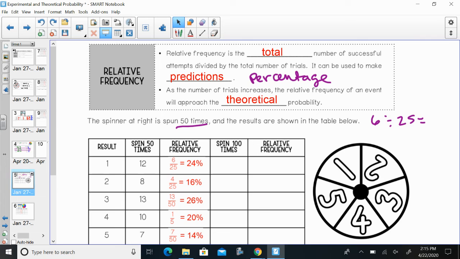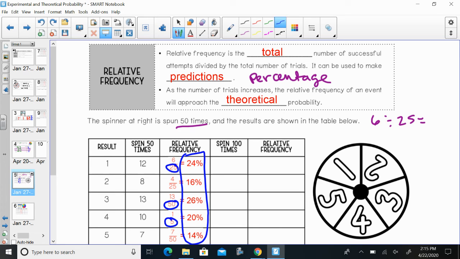So this is just our experiment of spinning the spinner 50 times. Here's our results. Here's how we use our results to change it into a relative frequency. The benefit of seeing it as a percentage is because it's hard to compare fractions when they have different denominators. When you see different denominators here, it makes it more challenging for your brain to process what's happening. But if we see all of these numbers as percentages, that's a much better way of visualizing the results of our experiment.